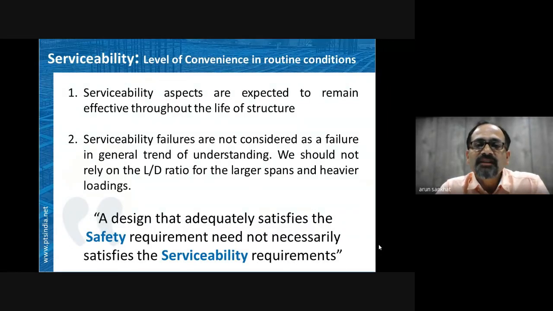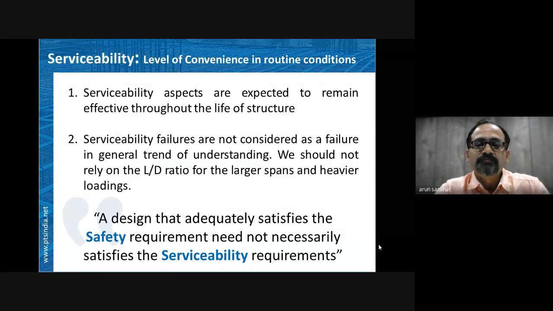Serviceability aspects are expected to remain effective throughout the life of the structure. Here, throughout the life means the service life or operating life of the structure. So generally, from the day the structure is commenced for service under service condition, the serviceability aspects play a role till the last day of the serviceable life of the structure.